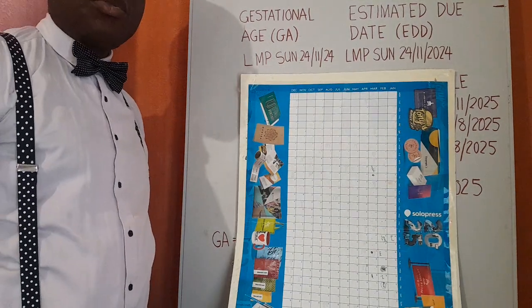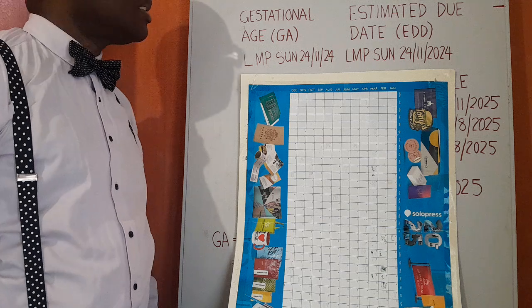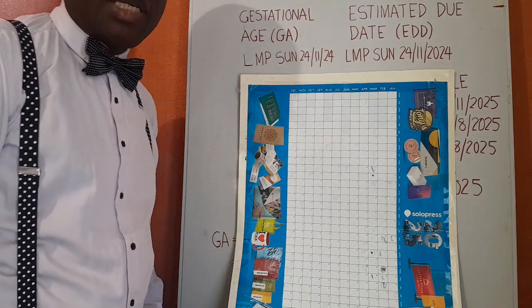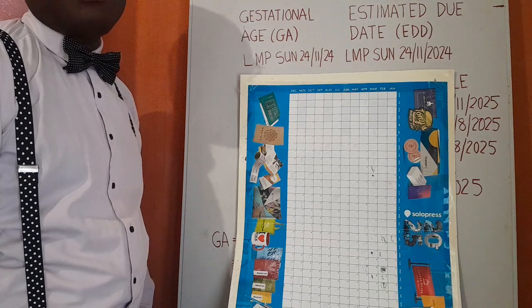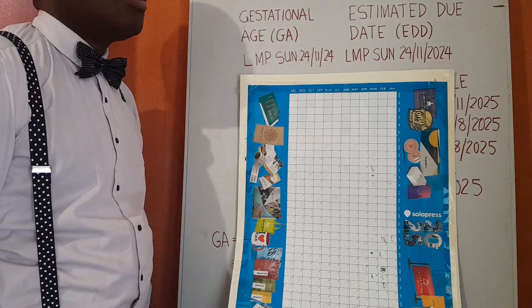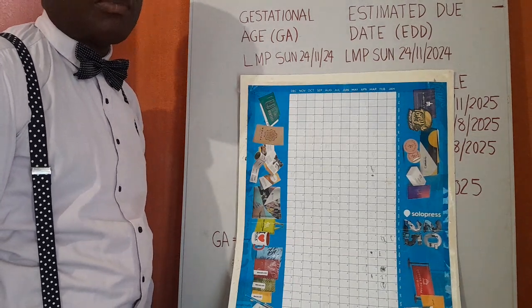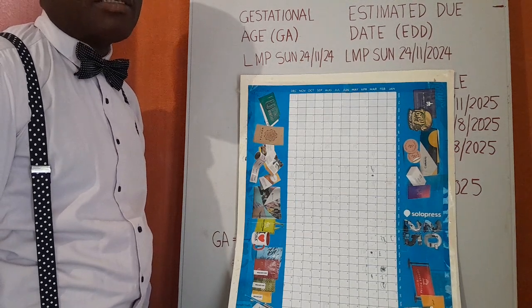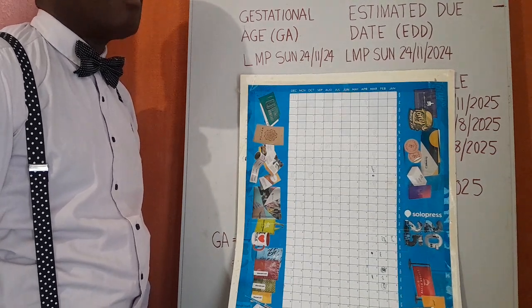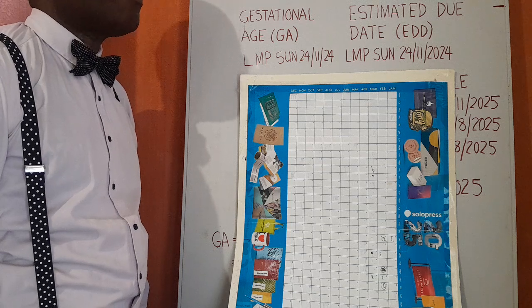Today, I'll be explaining two reference points that pregnant women normally like to calculate: the gestational age of the fetus inside their womb and the estimated due date, the day that they are going to have a baby, the estimated date.